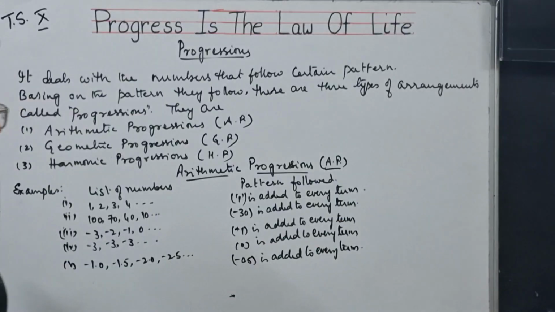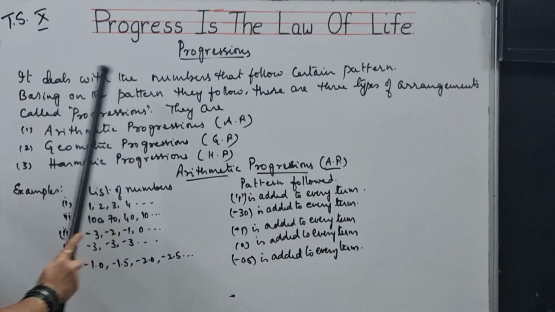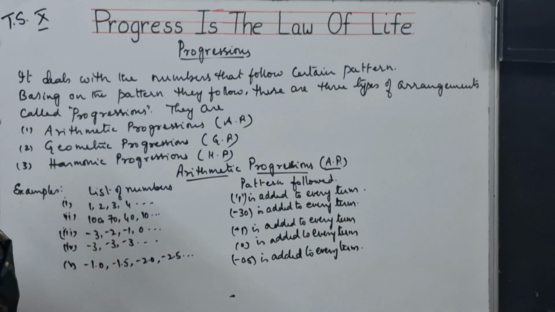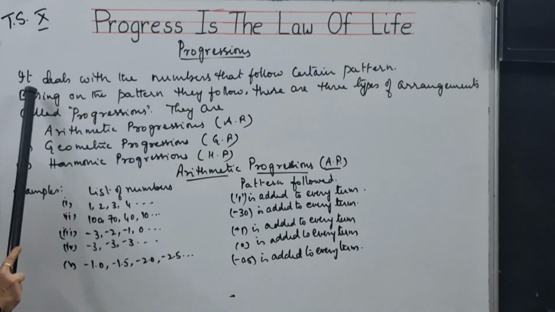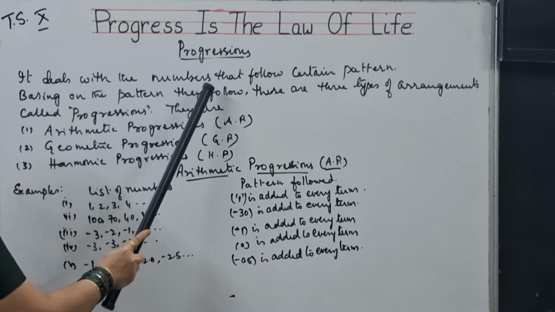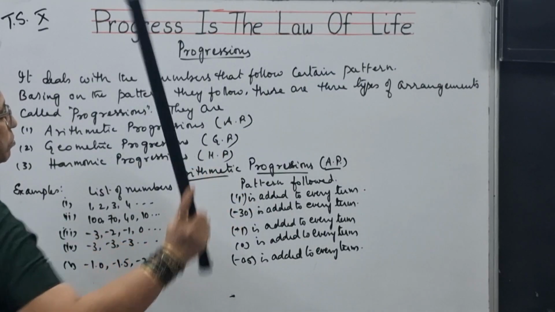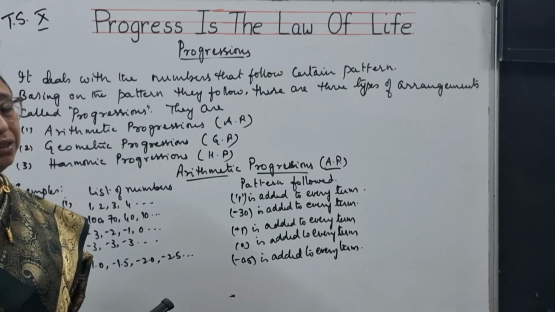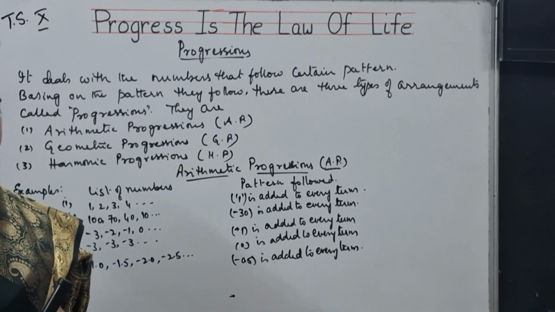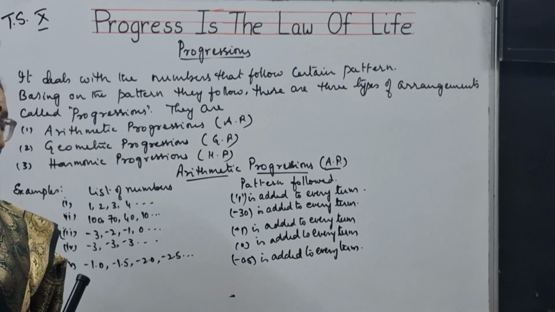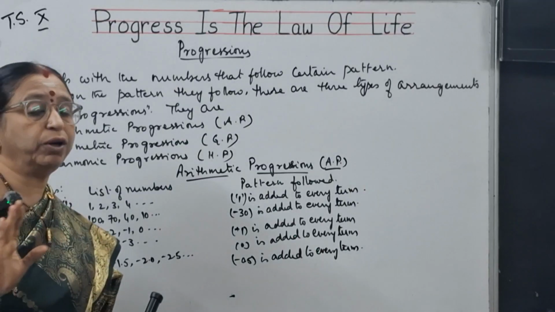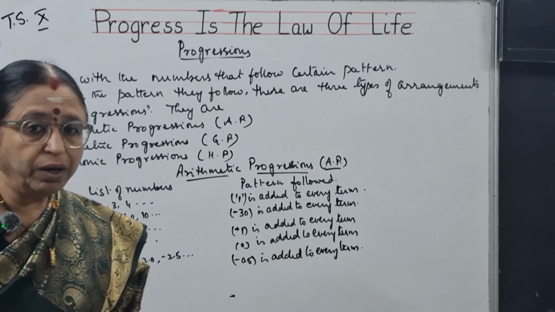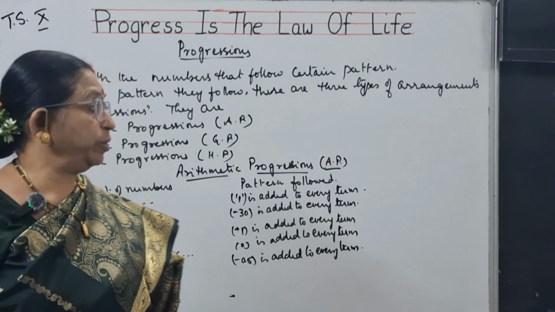So what are progressions? Progressions means a type of arrangement of the numbers. It deals with the numbers that follow a certain pattern. Means the numbers that are written in progressions have got a definite pattern. Pattern means a particular rule they follow. Basing on the rule, the numbers are arranged in progressions.